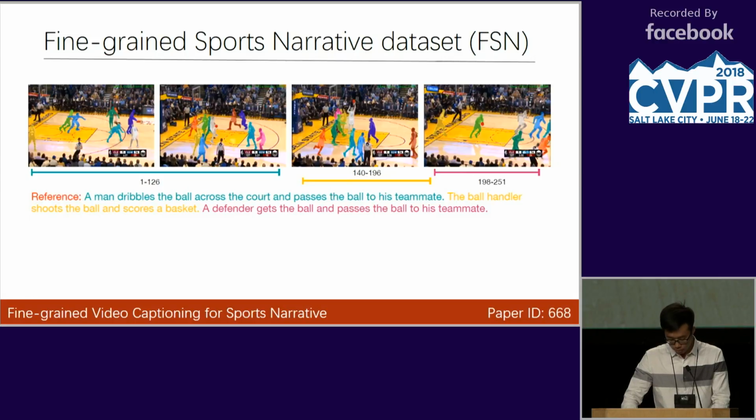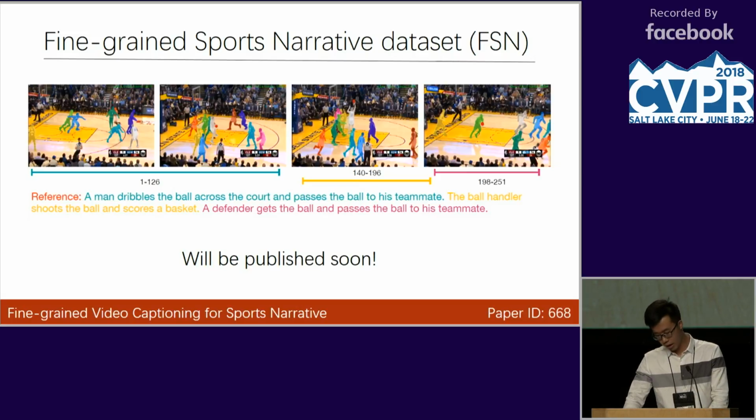Here is an example of FSN dataset. As you can see, each segmented player has its own label, and each description corresponds to the temporal proposals. And most importantly, this dataset will be published soon, and everyone can use it.